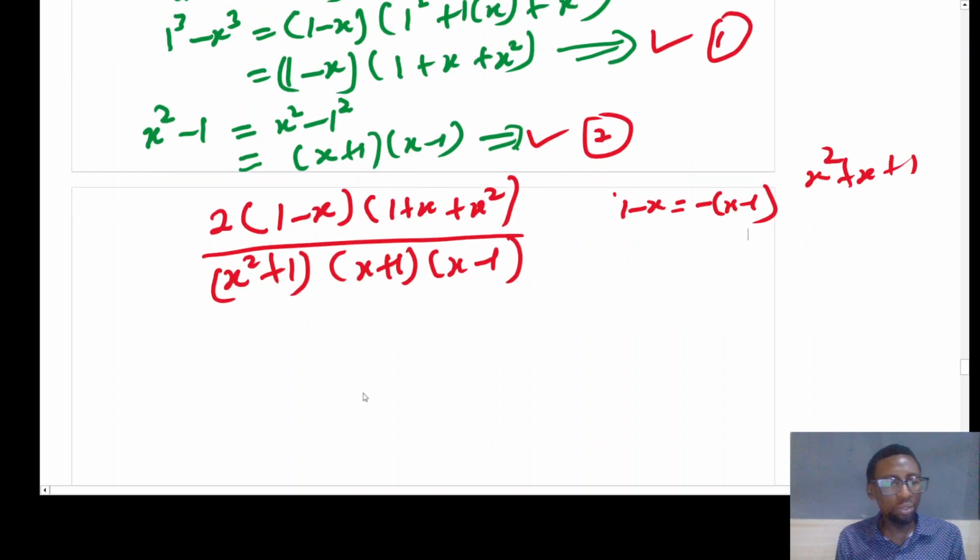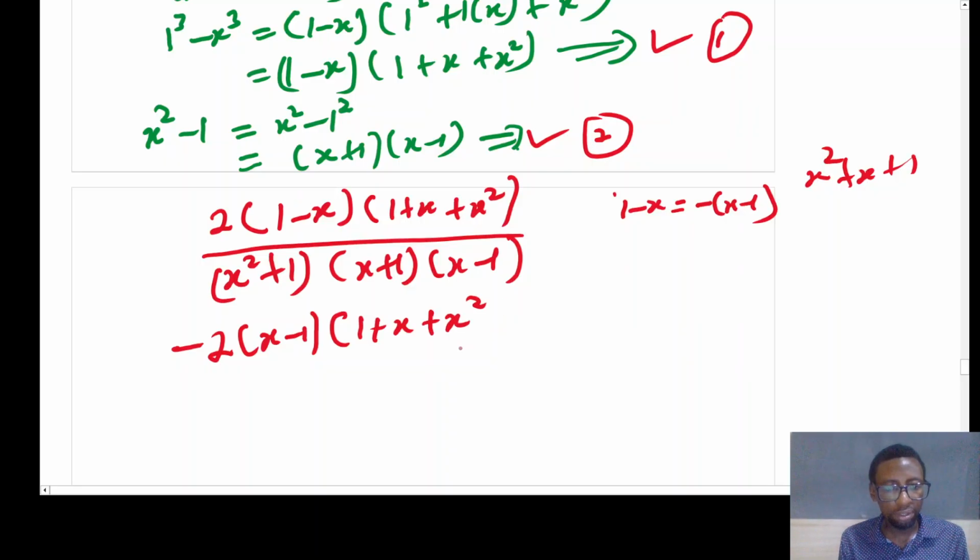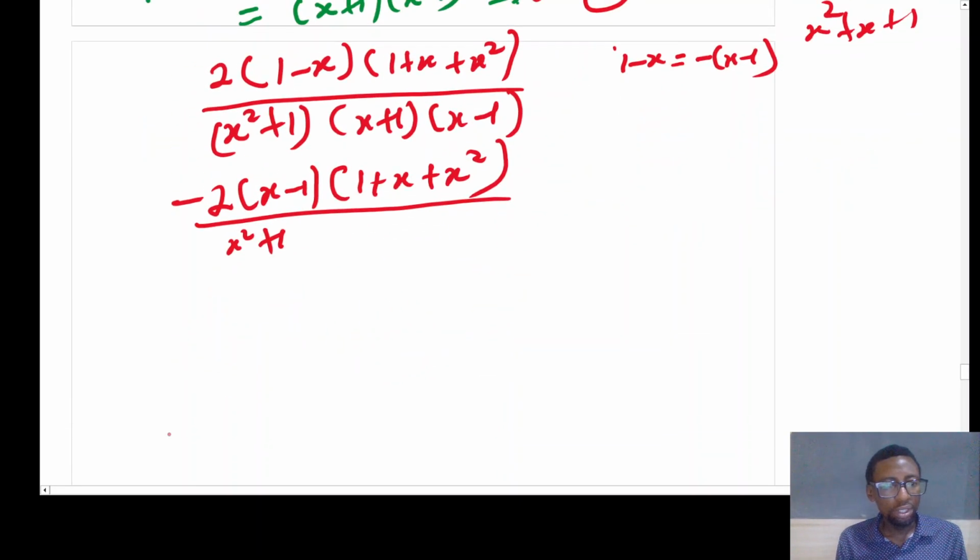So what I'll do is change this question back. This one will become minus 2 brackets, 1 minus x is now what? x minus 1 bracket. This remains the way it is: 1 plus x plus s squared, over s squared plus 1, bracket x plus 1, x minus 1.